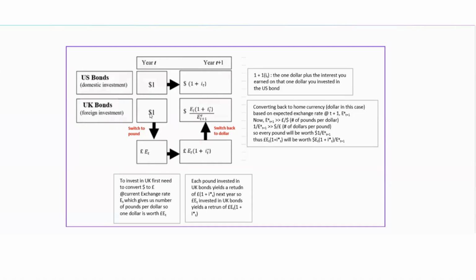So this means that $1, when I convert it into pounds, gives me 80 pounds. So the first step to invest in UK is to convert dollars to pounds based on the current exchange rate E_t. Now we know that for every pound invested in UK bonds, you get a return of 1 plus i*_t pounds, where i*_t we know is the foreign interest rate, right? So you get the pound back plus you get the interest on the pound, which is i*_t times 1.